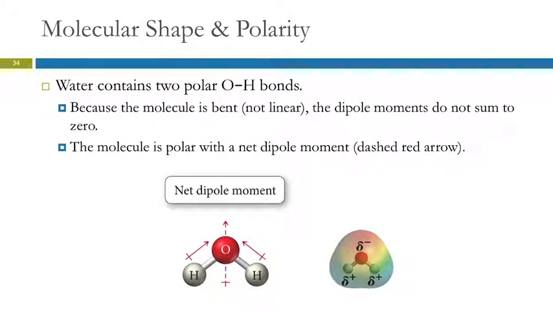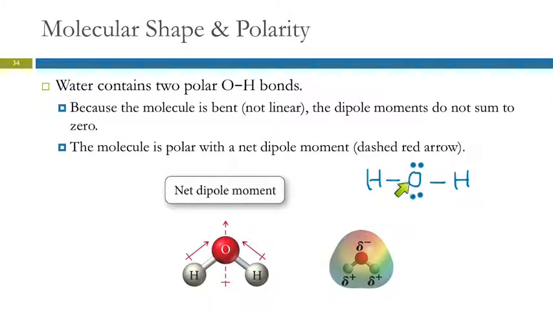So let's look at water. If you just draw a Lewis structure for water, you've got H, O, H, and yeah, we've got those two lone pairs, but whatever, right? So if you just look at that, you'd say, oh, well, that's linear, right? The hydrogens are on opposite sides of the oxygen. But that's not what's going on, right?